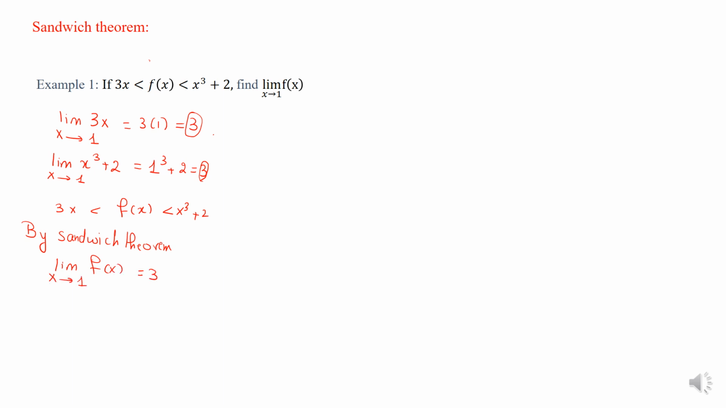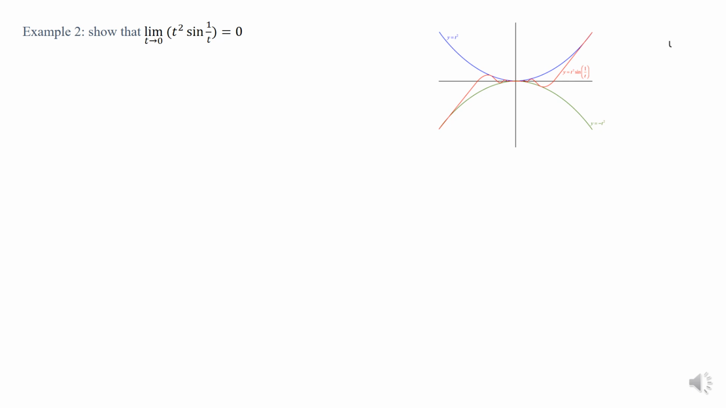Now the sandwich theorem is especially useful when direct substitution does not work. So inequalities here help us trap the limit of the function. Show that the limit of t squared sine 1 over t is equal to 0. Now let's study the second example using the sandwich theorem. This example involves a trigonometric function and cannot be solved by direct substitution.